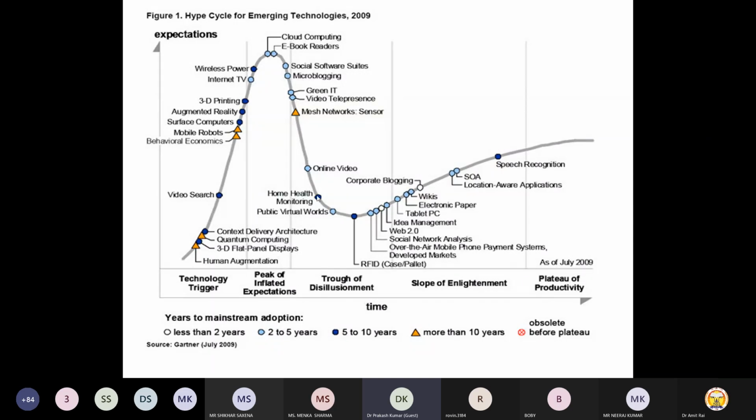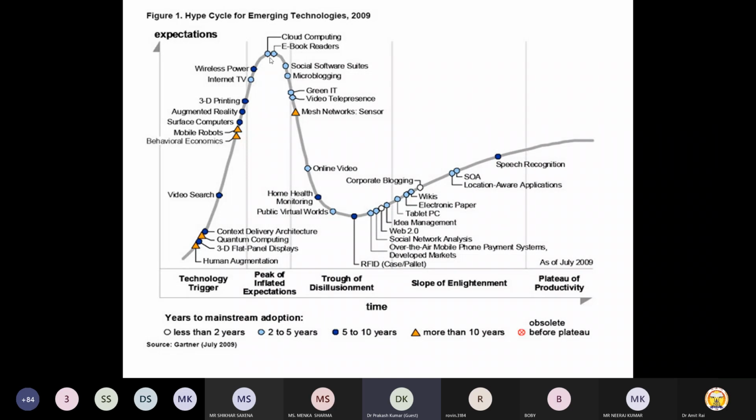It is not necessary that it will pass through all of these. Sometimes, because of developments in other fields, some technologies die. They become obsolete before they reach the plateau of productivity. This also happens, but in most cases these technology trends are correct, because this organization does a lot of research, taking inputs and data from all directions to publish these hype cycles. Say for example, now see the color.